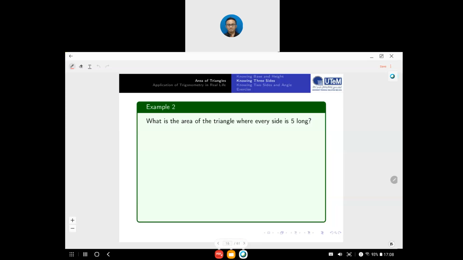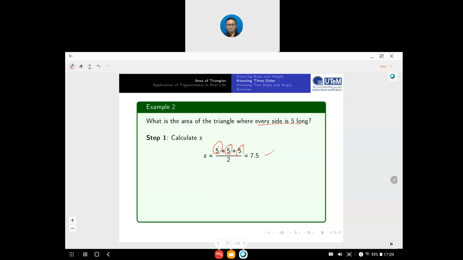Now look at the example. What is the area of a triangle where every side is 5 long? So you have a triangle with all sides 5, and you want to know the area. We can use Heron's formula. We need to find the value of s first. s equals 5 plus 5 plus 5 divided by 2, because we have 3 sides, so you get 7.5.